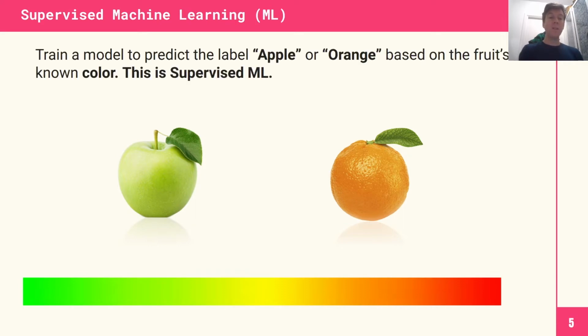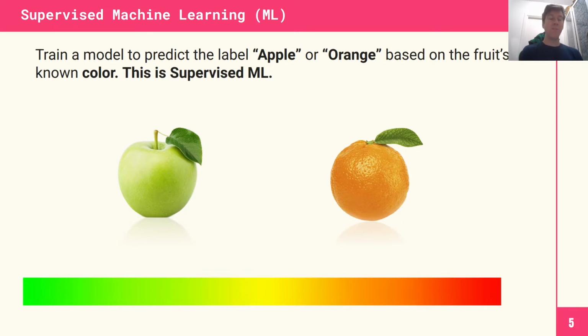What we'd like to do is train what we call a machine learning model to predict, given the color of a piece of fruit, whether it's an apple or an orange. We call that the label. If we know that the fruit is an apple, we'll say that the label is apple for this piece of fruit. And if it's an orange, we'll say that the label is orange for this piece of fruit. This is what we call supervised machine learning.